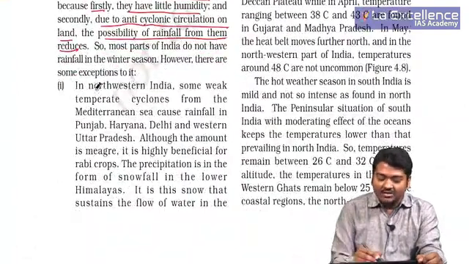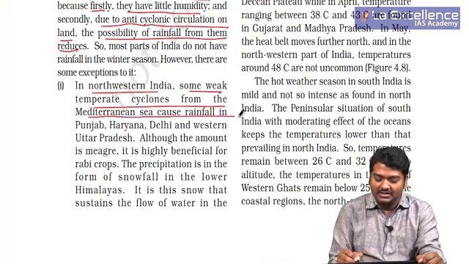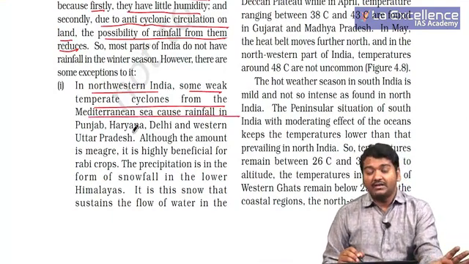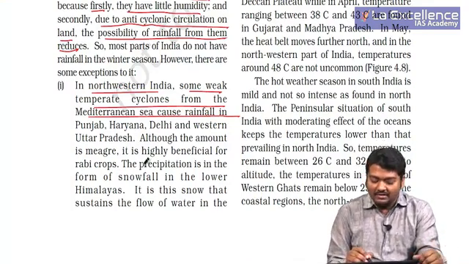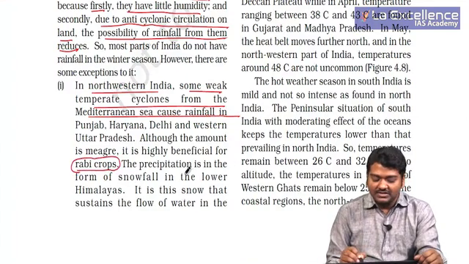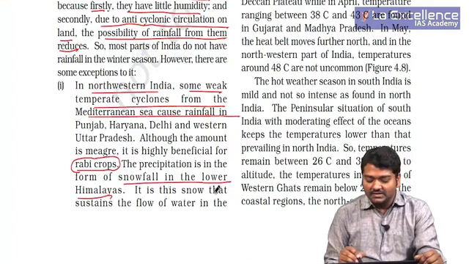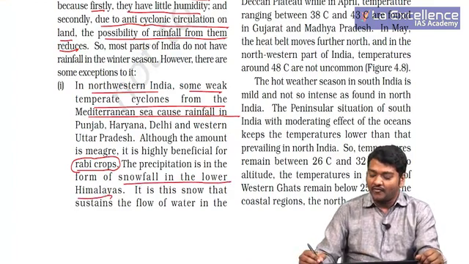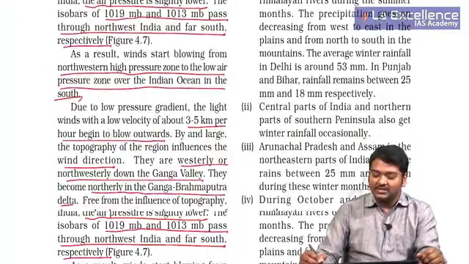Which are they? In northwestern India, some weak temperate cyclones from the Mediterranean region come, and the westerlies and the jet stream bring them. They are very few, but still give rainfall for the rabi crops, and the precipitation is in the form of snowfall in the lower Himalayas. It is this snow that sustains the flow of water in summer, usually in the Ganges rivers.